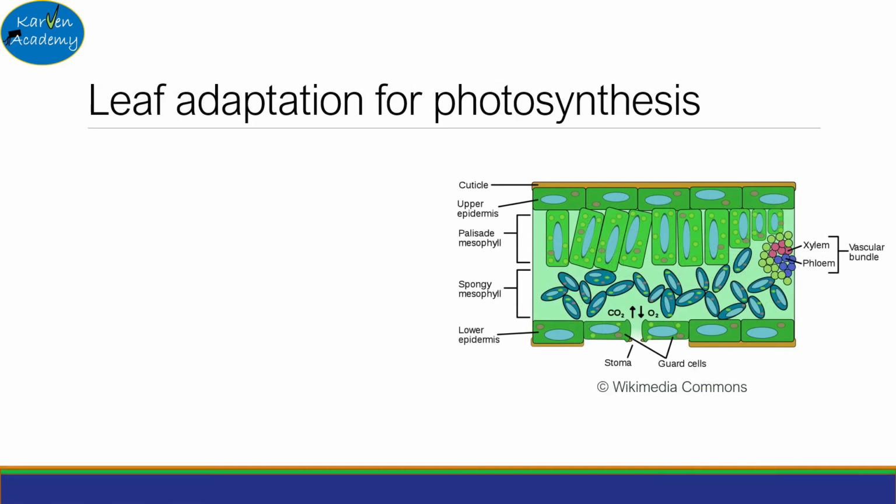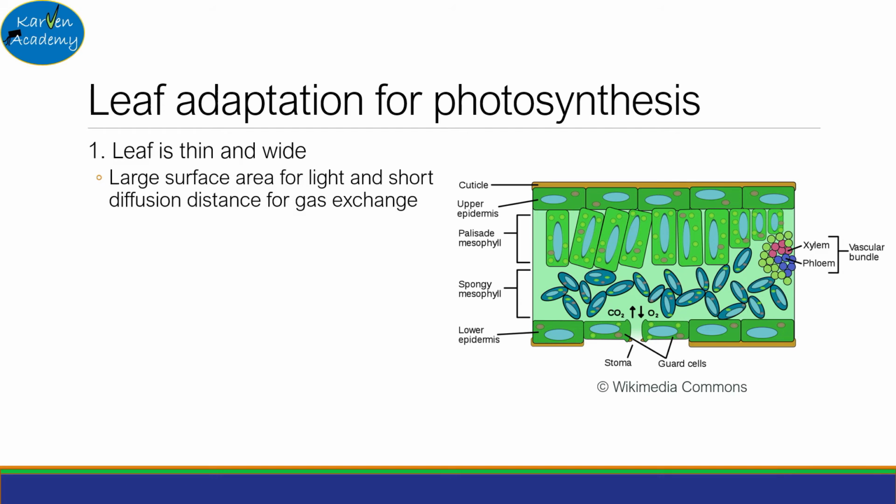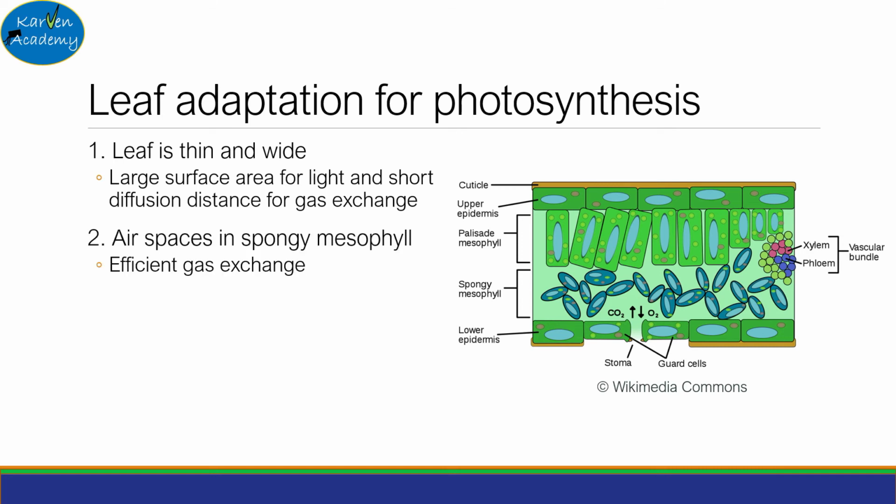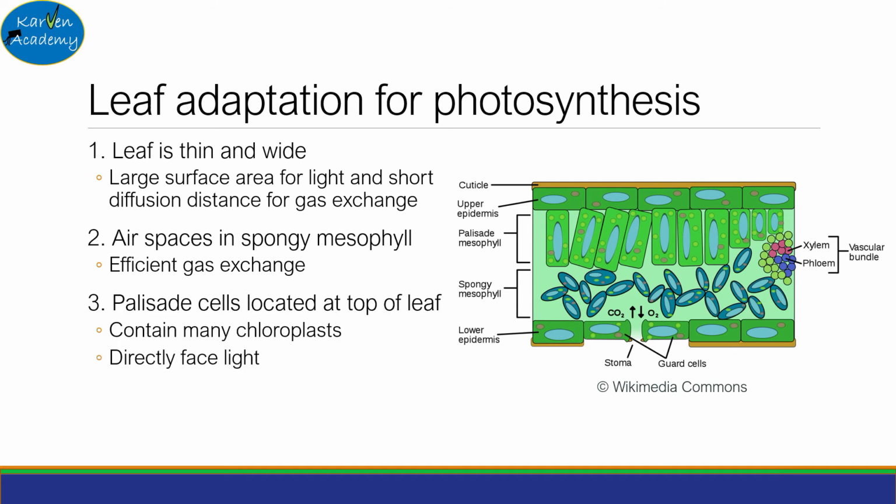Okay, now let's look at how leaves are adapted for photosynthesis. Leaves are thin and wide, and this provides them a large surface area for light to be absorbed, and a short diffusion distance for gas exchange. Secondly, the air spaces in the spongy mesophyll layer provide space for efficient gas exchange. Finally, the palisade cells located at the top of the leaf contain many chloroplasts, allowing a fast rate of photosynthesis. By being at the top, light can directly fall on them as well.